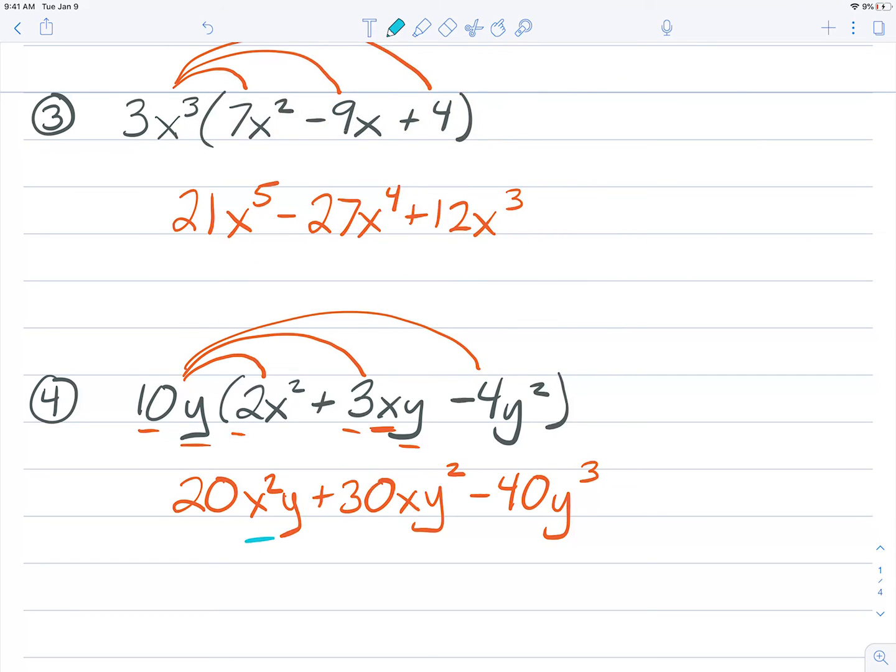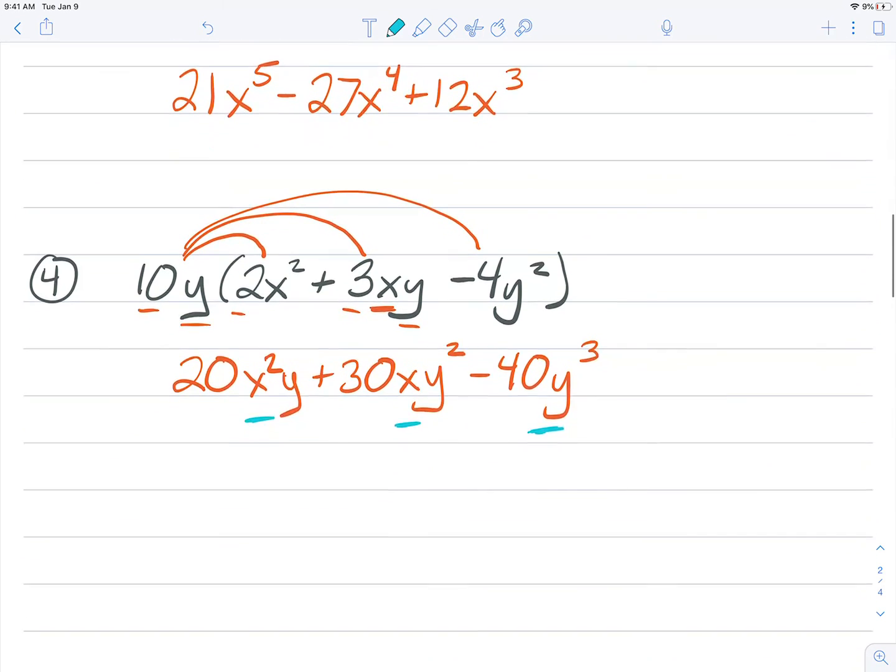And this is in standard form. So this term has the highest x exponent. That's the next highest x exponent. And this last term has no x's, so therefore it's last.